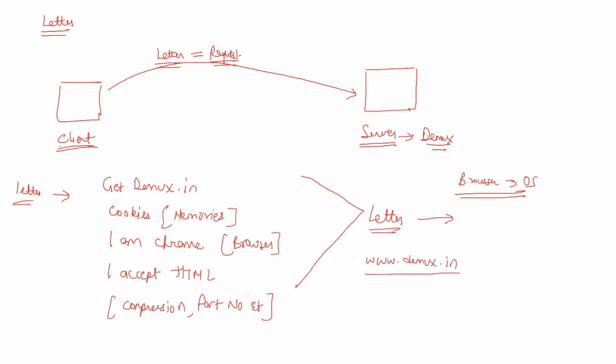Okay, now this information my browser will pass on to the operating system. And what the operating system does here is, first of all, it takes up this information, the letter which is the request as well as the URL on which we want to hit, and it will basically divide this letter into multiple parts. Why will it divide it into multiple parts? Because the letter could be huge as well, right? There could be a lot of data present inside the letter.